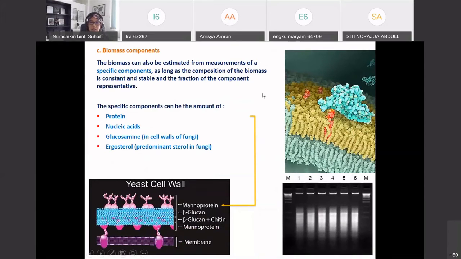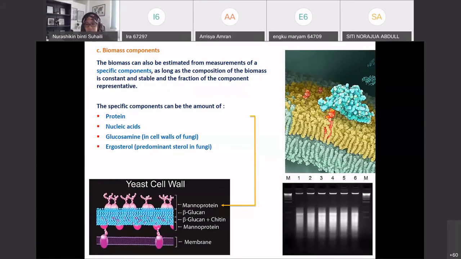And apart from the oxygen consumption or the carbon dioxide production, we can also use other indicators like the production of certain specific metabolites or components, for example certain proteins, nucleic acids, or glucosamine, and ergosterol. And also perhaps the products of your interest. Let's say your fermentation is producing cellulase. You take samples and then analyze for cellulase. Is there any cellulase produced? That could also be used as an indicator for microbial growth.